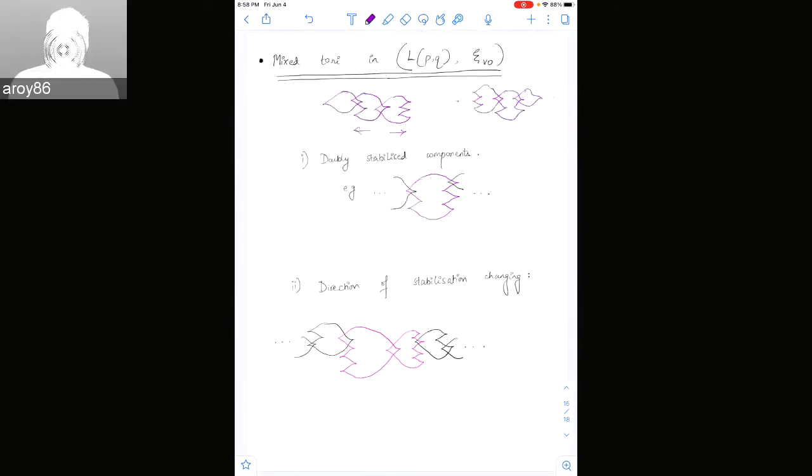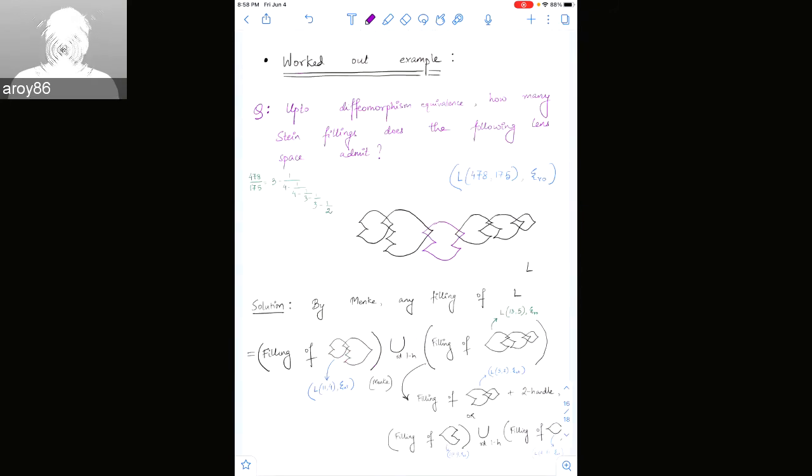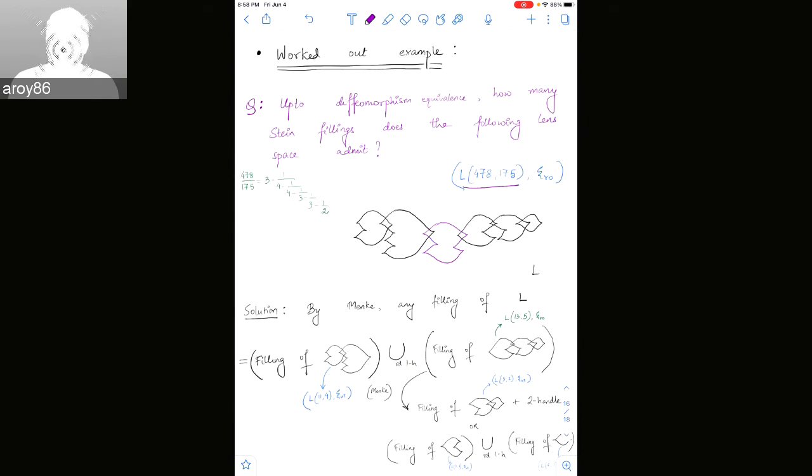And so given that, let's work out one example. Let's try and answer this question up to diffeomorphism equivalence. How many Stein fillings does the following lens space admit? We're looking at L(478, 175).